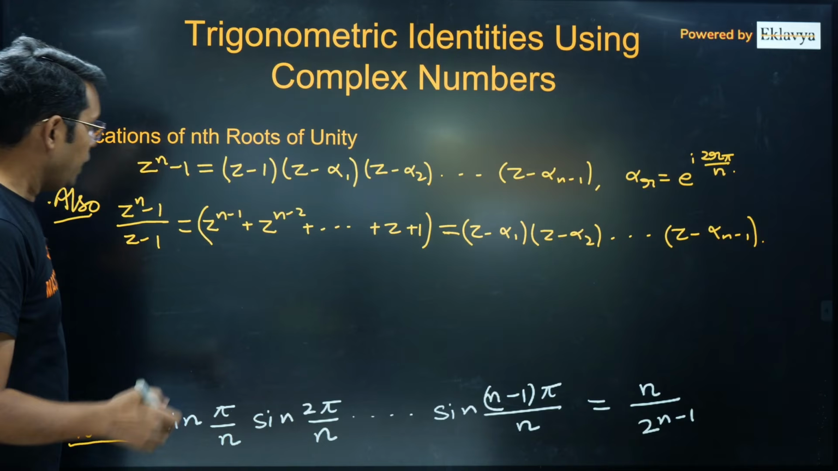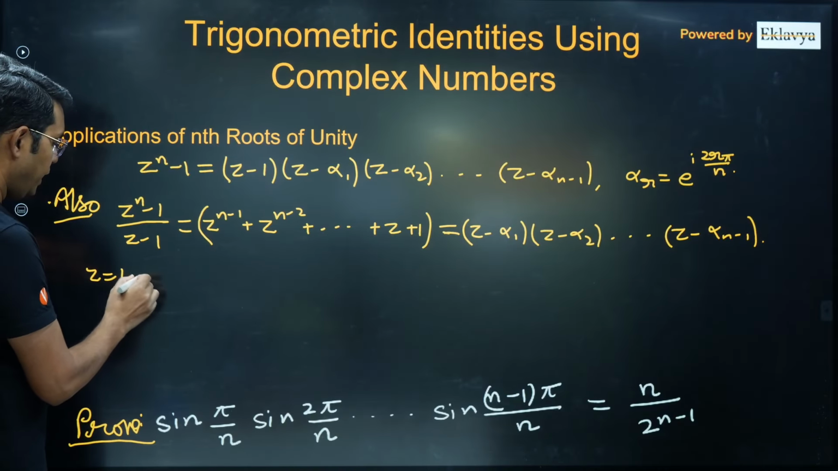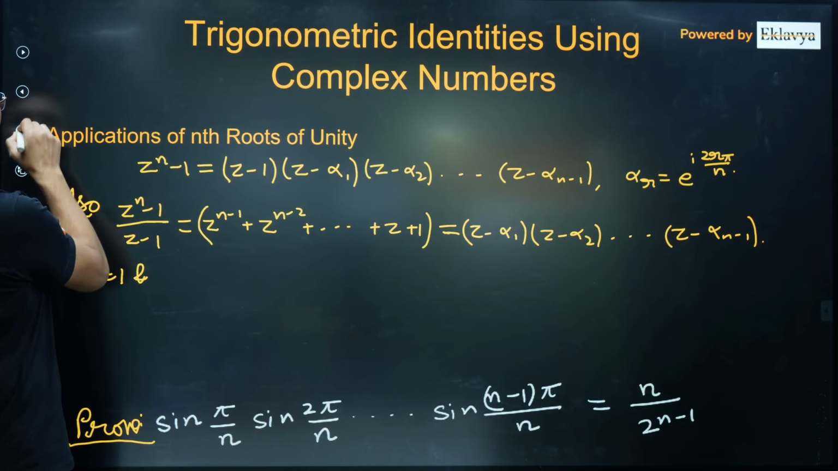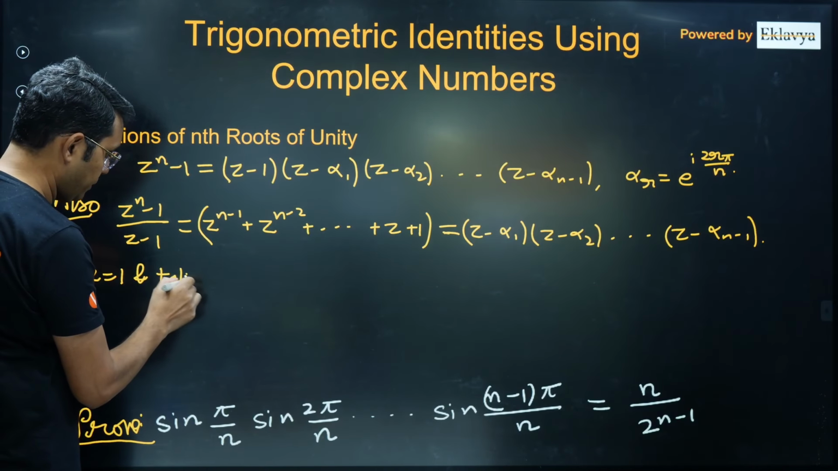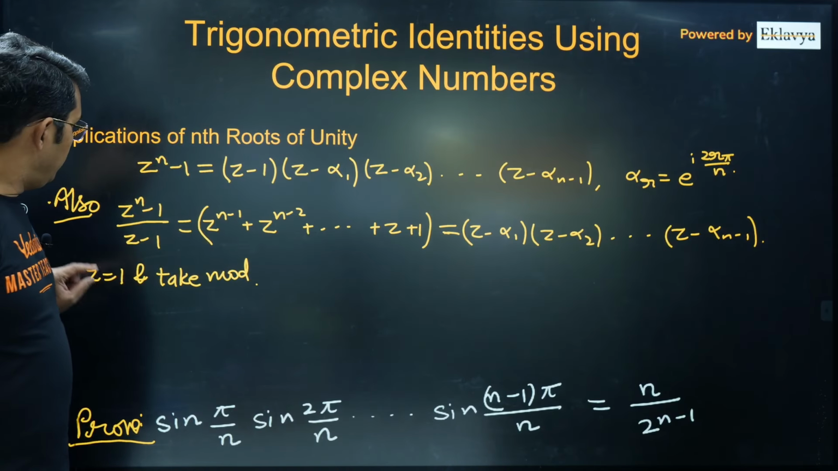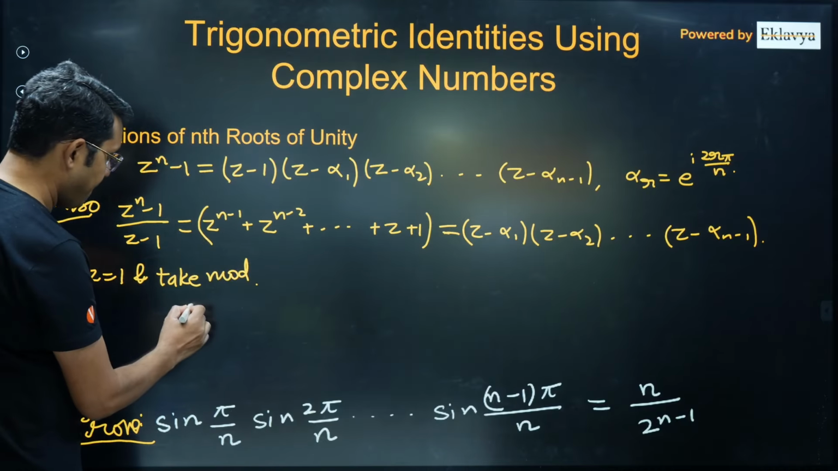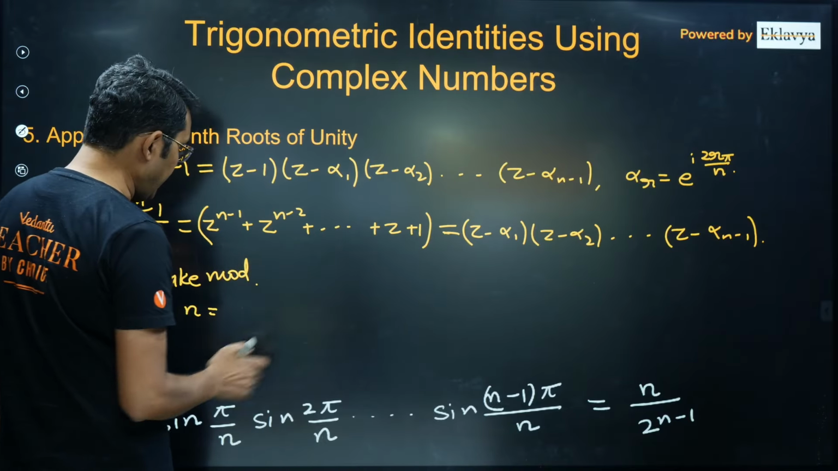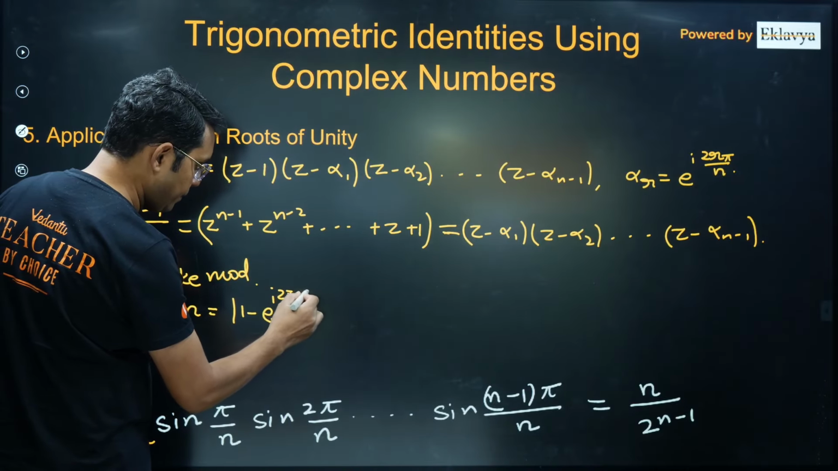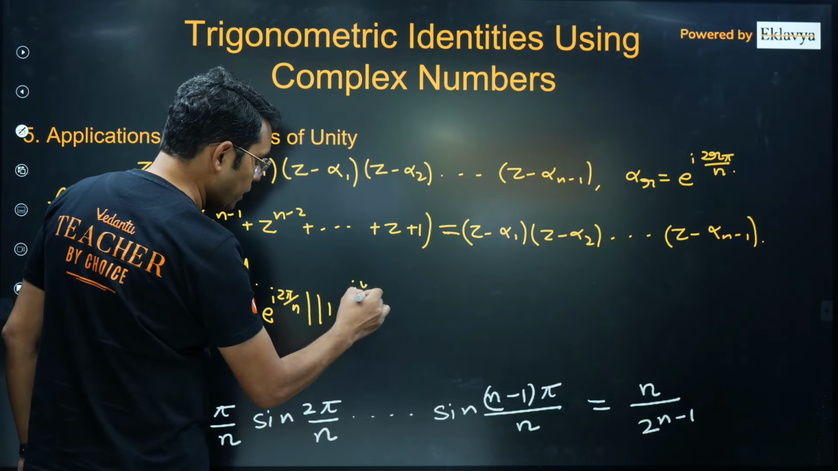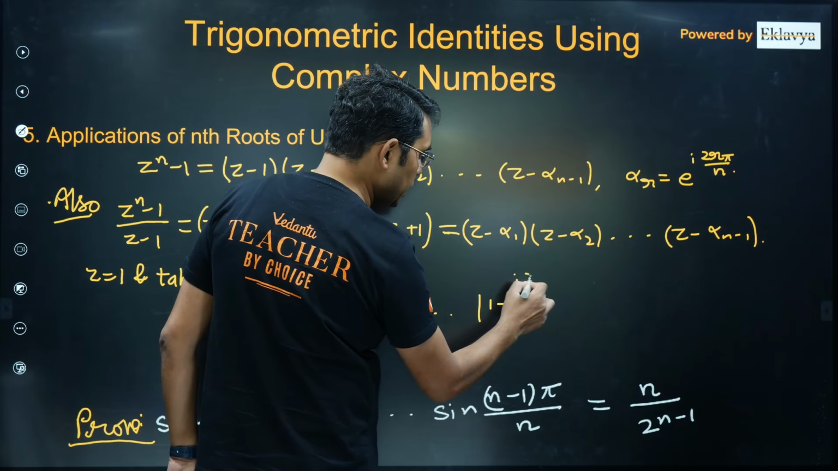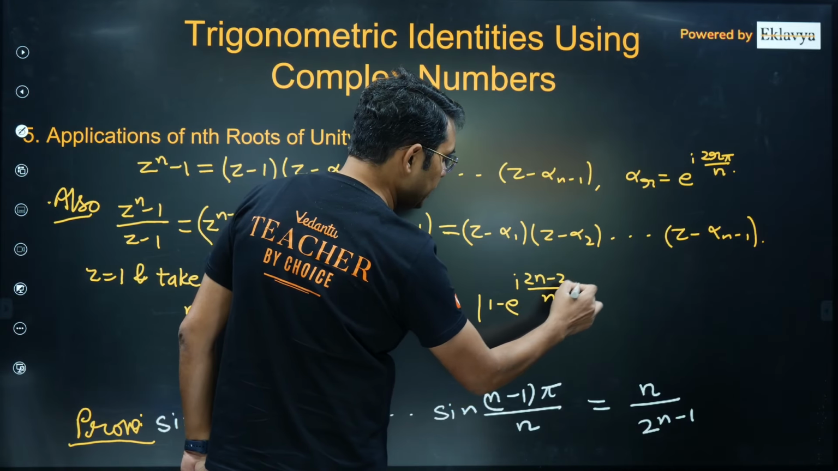Now what are we going to do? I am just going to put z is equal to 1 and take mod on both sides. Okay, if you put z is equal to 1, this side will become equal to n, and on the right side it will be mod of 1 minus e power iota 2 pi by n, then 1 minus e power iota 4 pi by n, and so on, 1 minus e power iota 2n minus 2 upon n into pi.